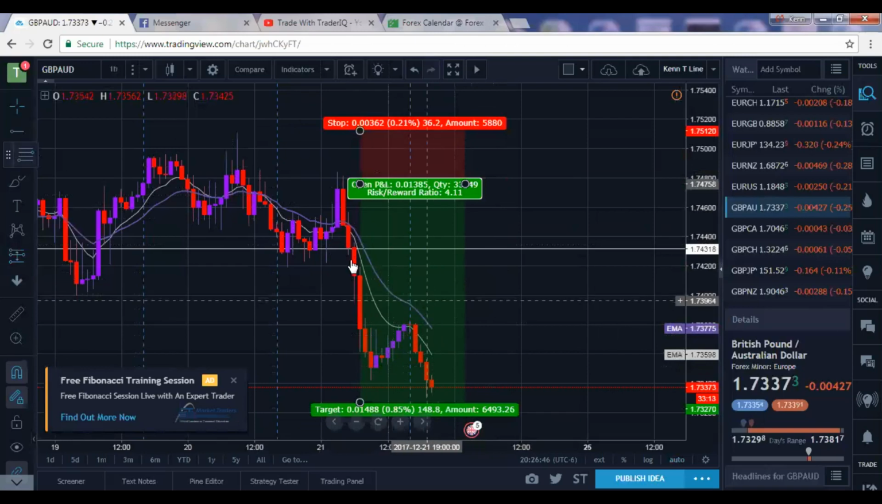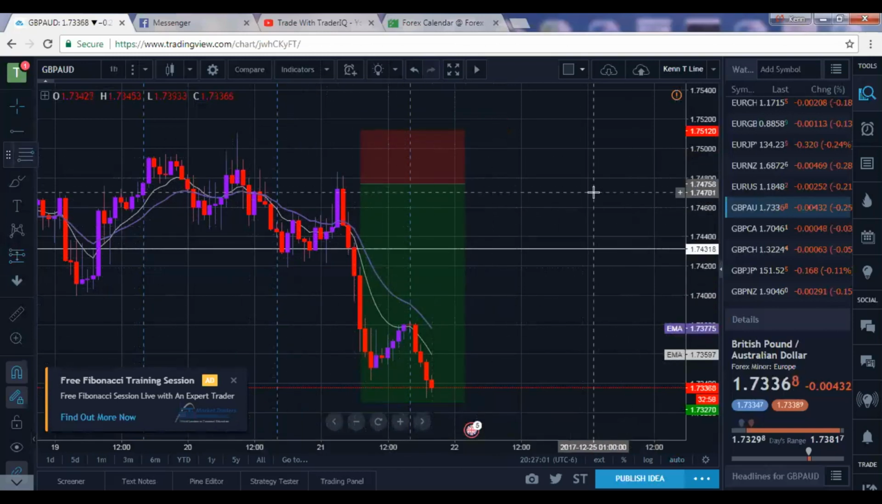So it's not a big deal. And actually, if you really were worried that it wasn't going to make it there, you can move your stop even further, maybe above this high, or above this high here, just to protect the rest of your profit. So that's the example on pound AUD.